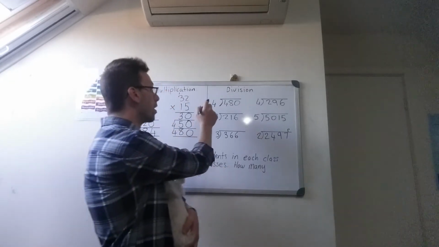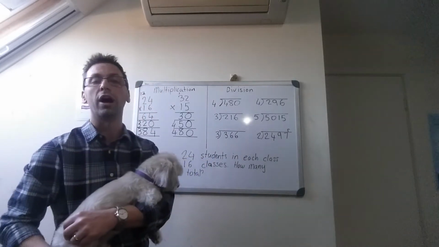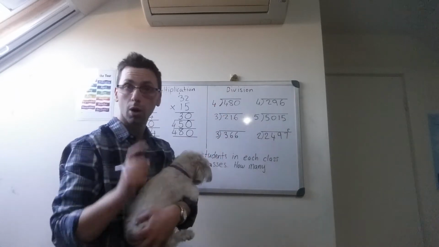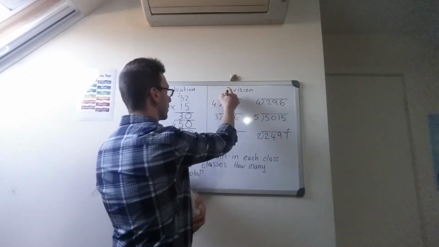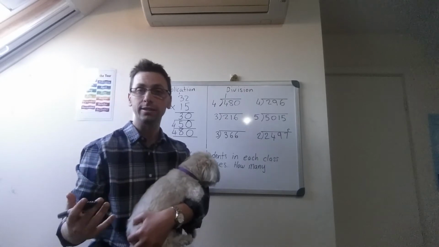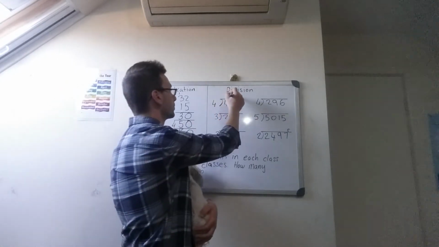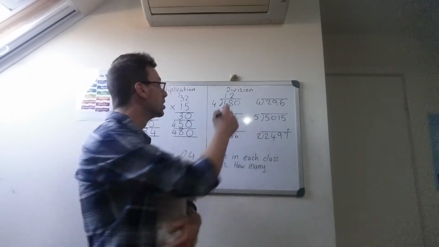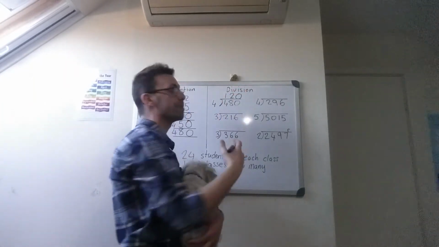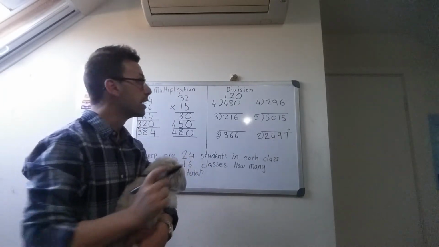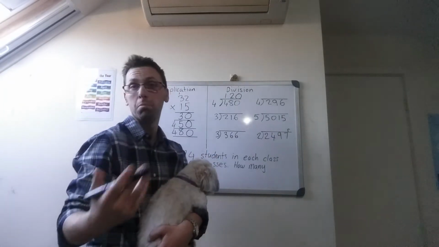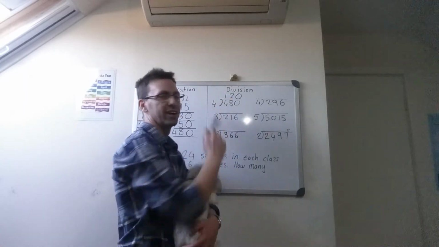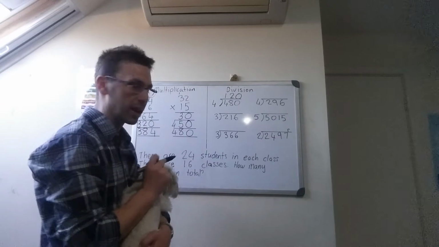Are you ready? How many 4s are in 480? How many 4s are in 4? 1. How many 4s are in 8? 2. How many 4s are in 0? 0. So you just put a 0 there to make it 120. Now, what's the opposite of division? Multiplication. 4 times 120 is 480.